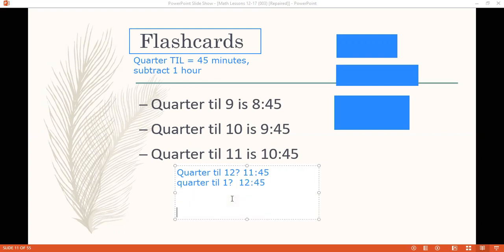And then another one for you. A quarter till 8. If it's a quarter till 8 in the morning, what time is it? Remember to add that 45 and subtract that hour. So a quarter till 8 would be 7:45.